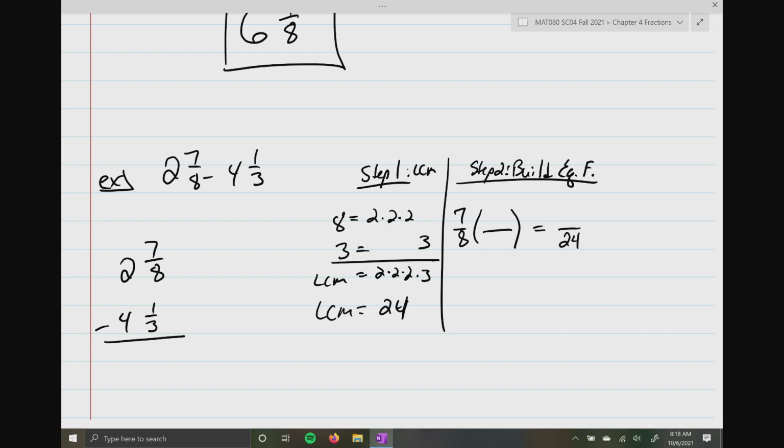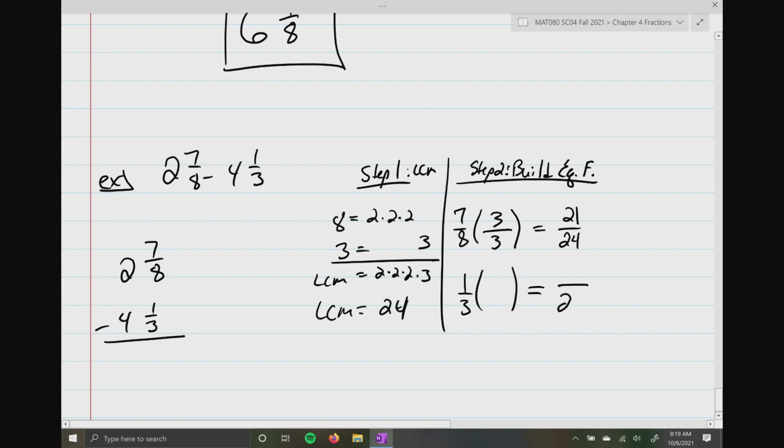So what am I going to multiply by? 3 over 3. Make sure you say 3 over 3. I know what you mean by 3, but say 3 over 3. It makes me feel good. So 7 times 3 is 21. So there's my first equivalent fraction. The second one is 1/3.